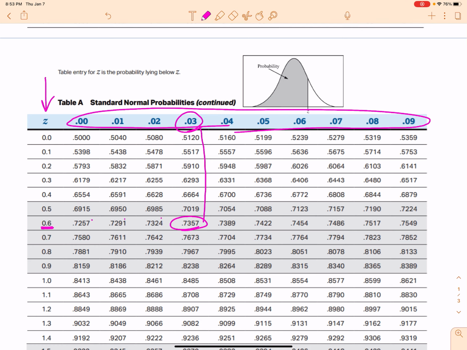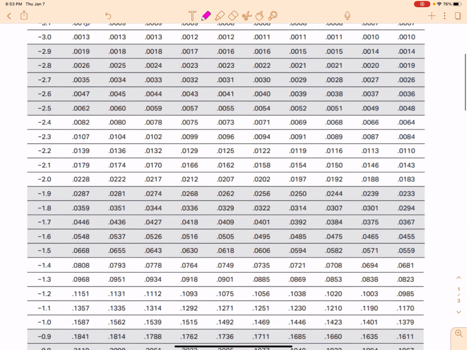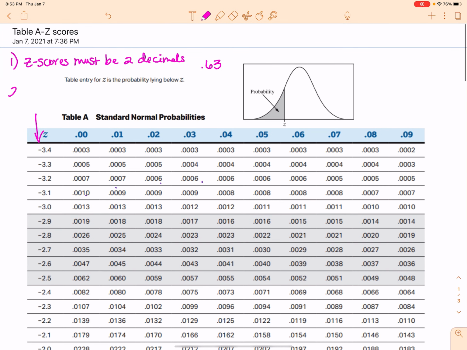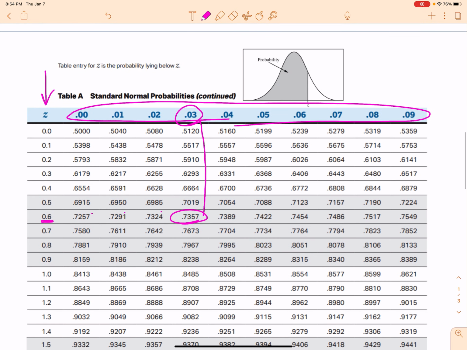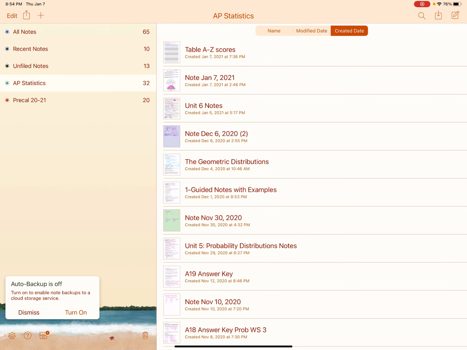Okay, the second thing we need to pay attention to with the chart, the second limitation here, is that the chart only gives areas to the left of the value. So for this particular problem that we're doing, it's less than 110, so we're good to go. We don't have to think about it. So 0.7357 is going to be my answer. So I'm going to go back over here.